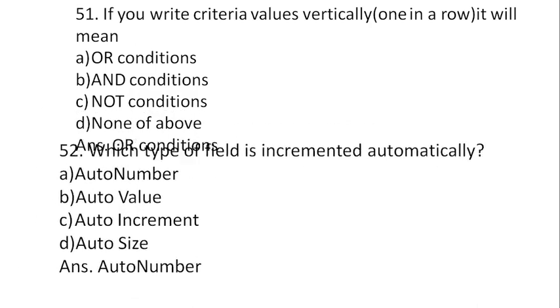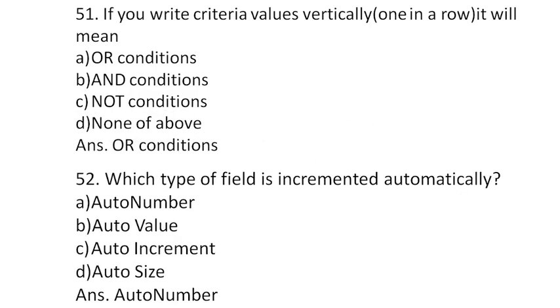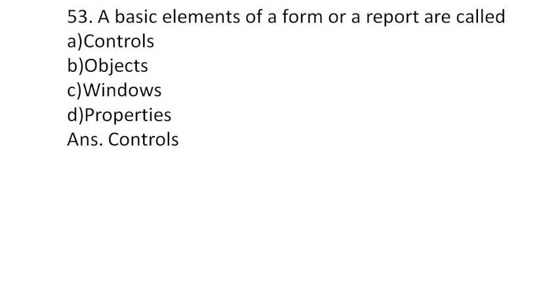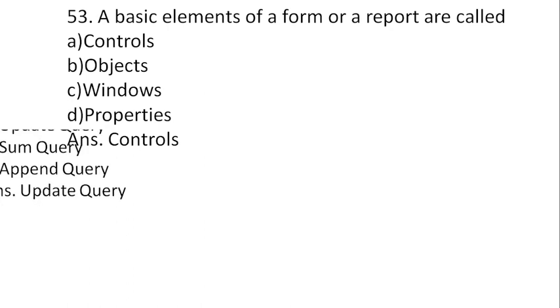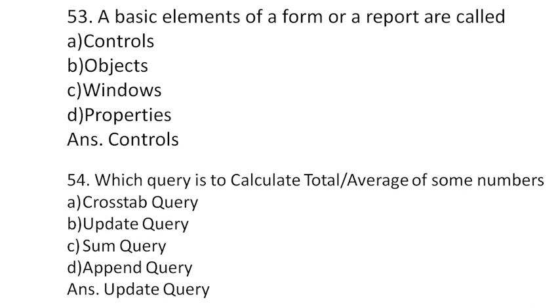Next, which type of field is incremented automatically? Answer বলছে auto number. Basic elements of a form or a report are called, answer হলো controls. Next, which query is to calculate total or average of some numbers, answer bolche update query.